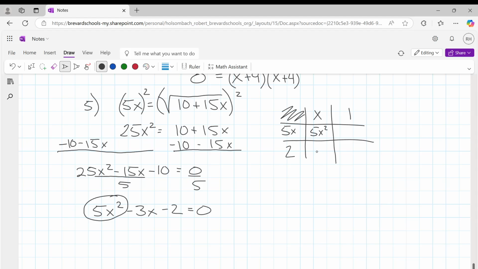x times 2 is 2x. 5x times 1 is 5x. And when we add these two together, we need to get this middle term. So we need for this 5x to be negative. So for this 5x to be negative, this 1 has to be negative. That makes our 5x negative. And this 2 would have to be positive. And then we've got positive 2 times negative 1 is negative 2. So everything checks out. So these are our factors.